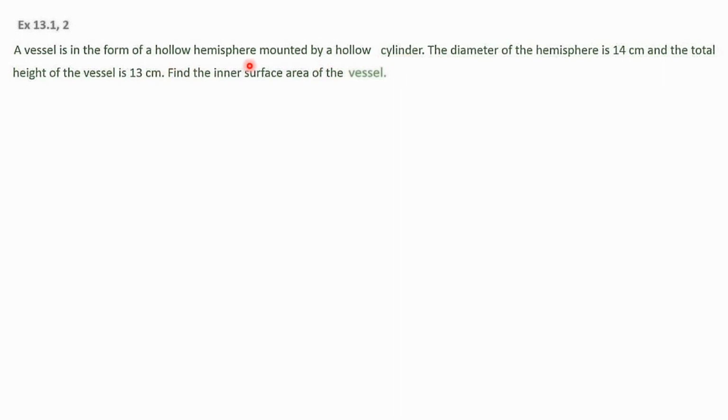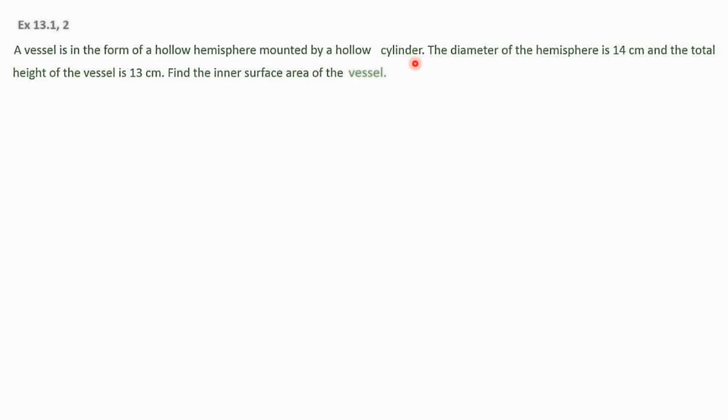Here a combination of shapes is given to you. So a vessel is in the form of a hemisphere. A hollow hemisphere is there. Hollow hemisphere in the sense inside is empty. So hollow hemisphere mounted by a hollow cylinder means one end of the cylinder, the hollow hemisphere is attached. That's all. The hollow hemisphere is attached.